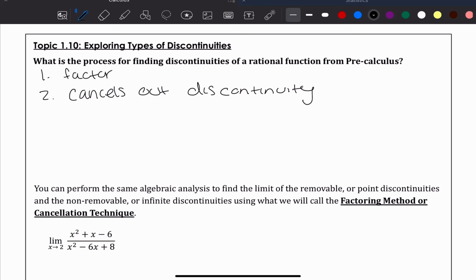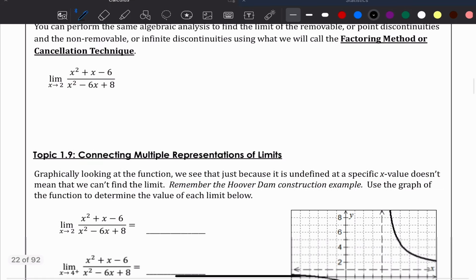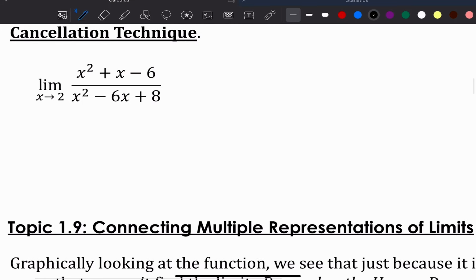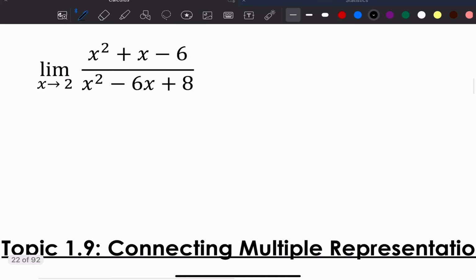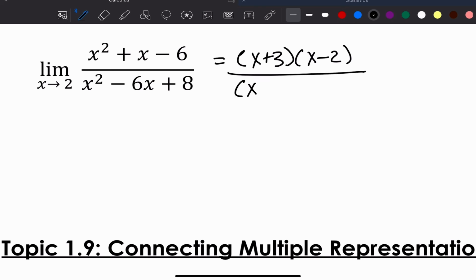Okay, and this could be different on your paper. Remember, I had you do this in class with your groups, and you were writing this in your own words. So this is called the cancellation technique or the factoring method. If we were to directly substitute 2 in, we would get a denominator of 0, which we do not want. So first I'm going to factor the numerator and the denominator. I have x plus 3 times x minus 2 on the top, and x minus 4 times x minus 2 on the bottom.